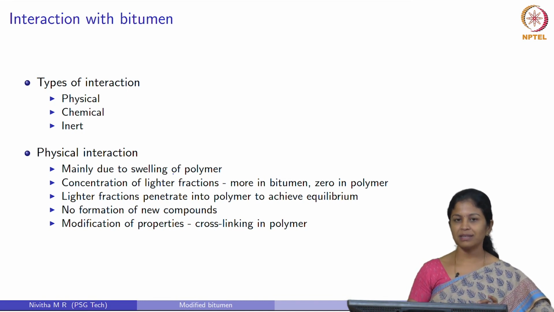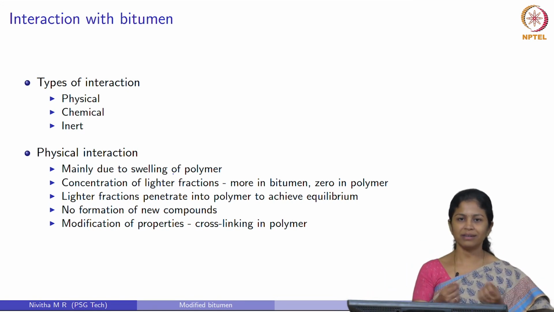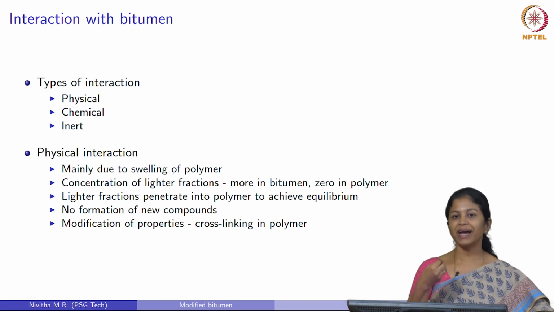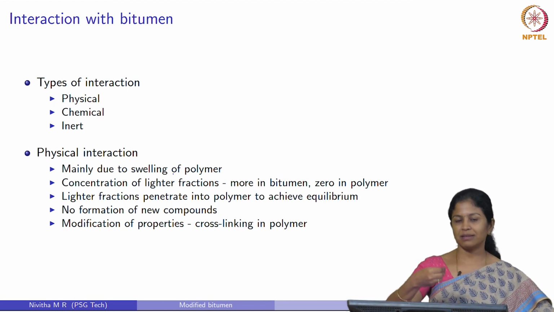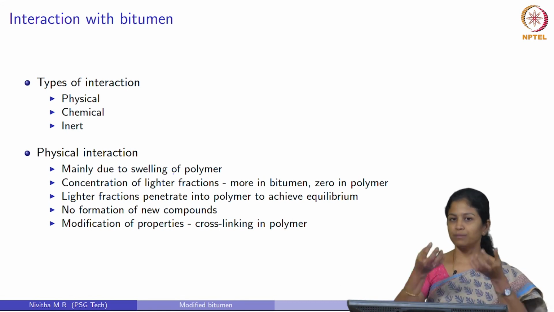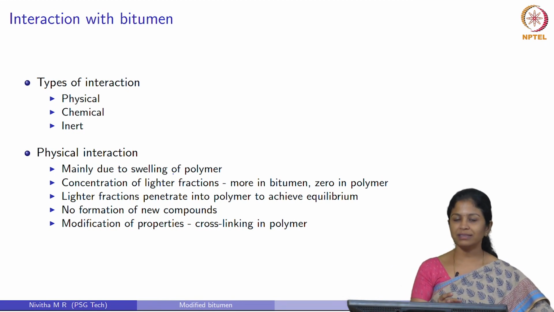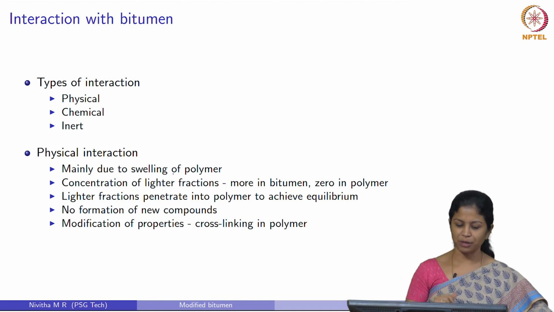The concentration of these lighter fractions is very high in bitumen, and their concentration in the modifier is 0. It does not have any of these lighter fractions; it is only styrene butadiene styrene. So, when we add this modifier to bitumen, these lighter fractions try to maintain equilibrium. They move from the bitumen matrix into the modifier matrix. The modifier absorbs these lighter fractions and increases in volume. This is the physical interaction phenomenon that happens in certain classes of modified bitumen.